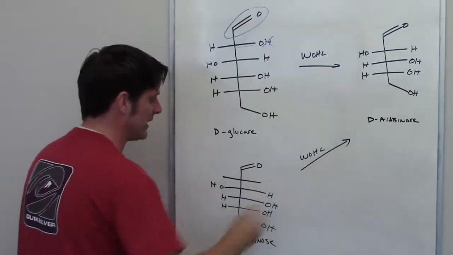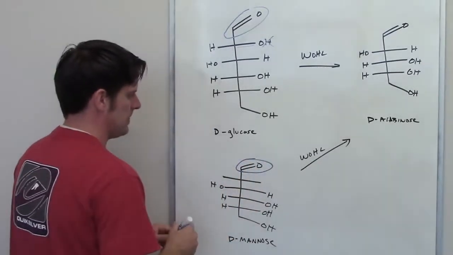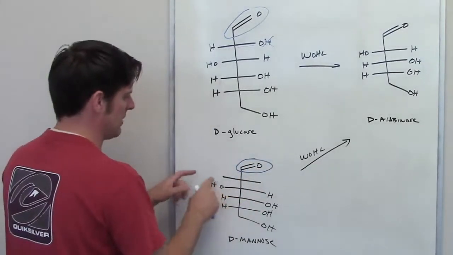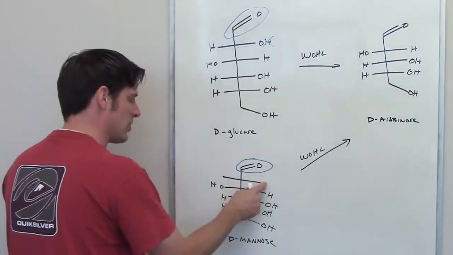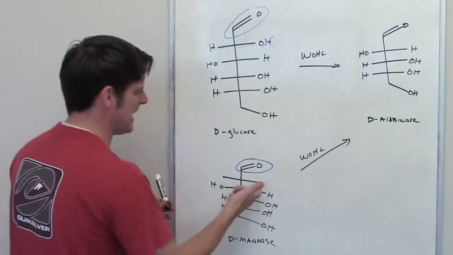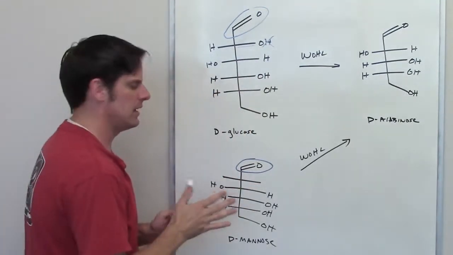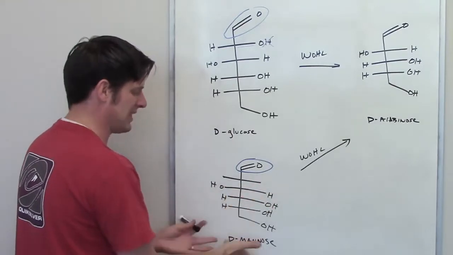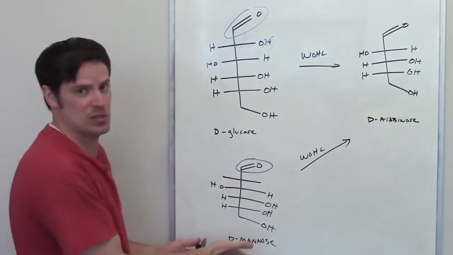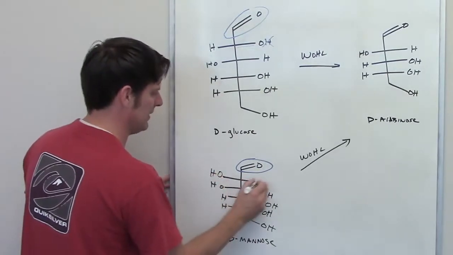Remember that the Wohl degradation conditions are going to chew off this part of the molecule. Like all sugars, D-mannose must have an OH either on the left or on the right of this bond. Is it going to be on the left or the right? Well, it can't be on the right because glucose has its on the right, and if we had an OH on the right, then this would just be glucose, which means that D-mannose must be the opposite. It must have its OH on the left.